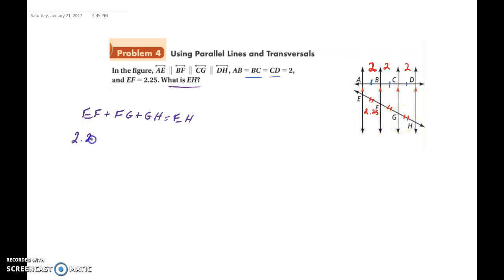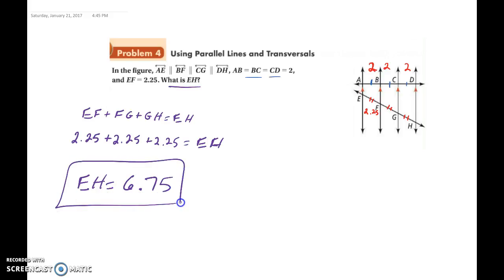And each one of these are 2.25. So 2.25 plus 2.25 plus 2.25 is equal to EH. So that means that EH is equal to 6.75. All right, so the whole segment is equal to 6.75. Did you have to write this out? No. You could have just said, well, I know all these are the same, so you could have just said 3 times 2.25 and gave me 6.75. That would work as well. All right, either one.